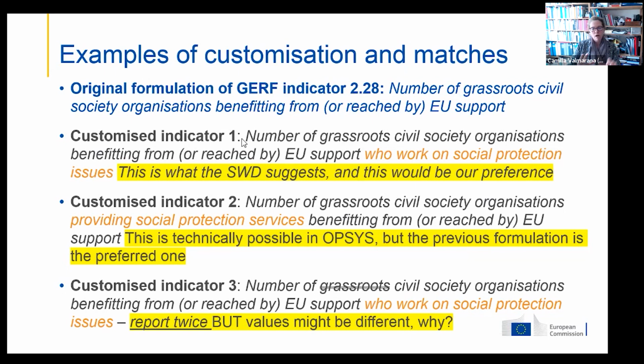So have, let's say, the GERF indicator at the start and then add the specification at the end rather than in the middle. And then the third customized indicator is: number of civil society organizations benefiting from or reached by EU support who work on social protection issues. And there's a difference here. Or actually two differences.